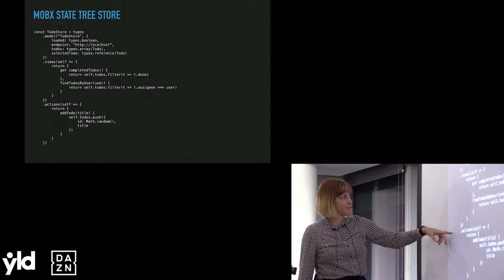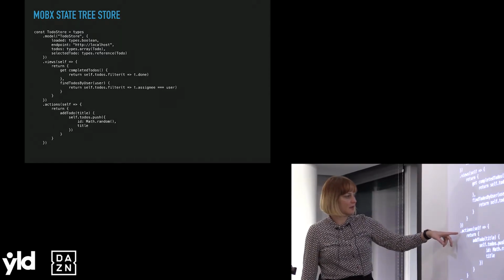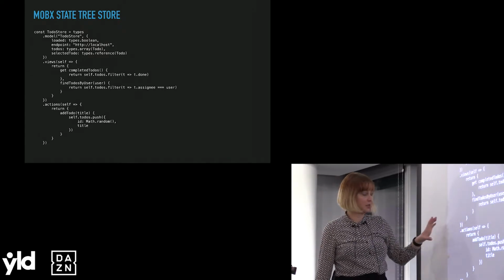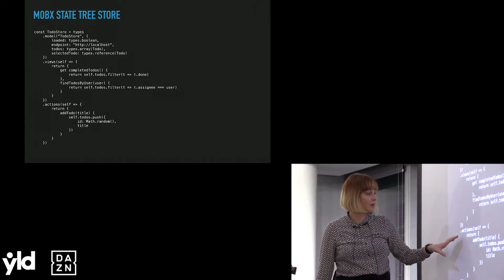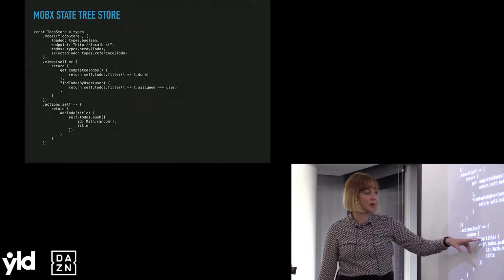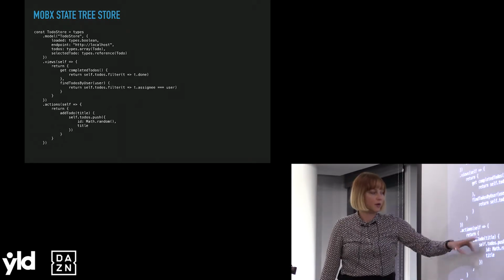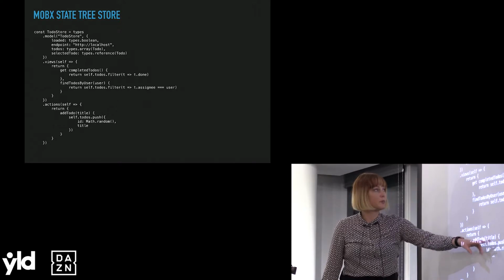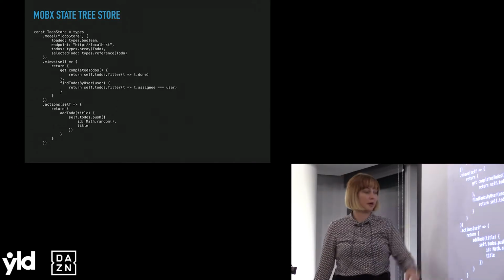The second item is actions. With actions we are changing the state. We have an example of an action: add todo, with the parameter todo. I'm pushing into this todo array.